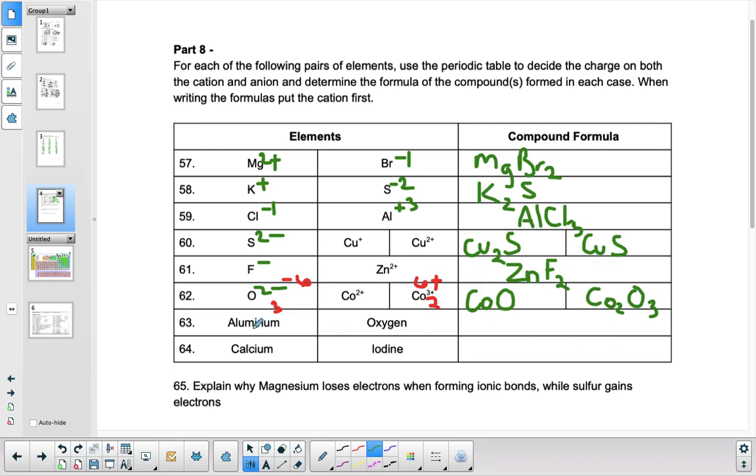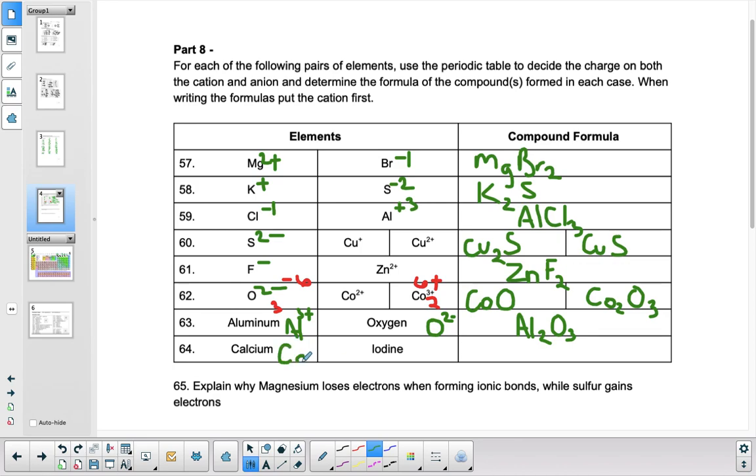All right, this time I gave you the word. So aluminum, we know, is Al. Oxygen is O. Aluminum is +3. Oxygen is -2. So we need to do the same thing we just did up here, where we're going to have aluminum as our cation. Aluminum 2. Oxygen 3.